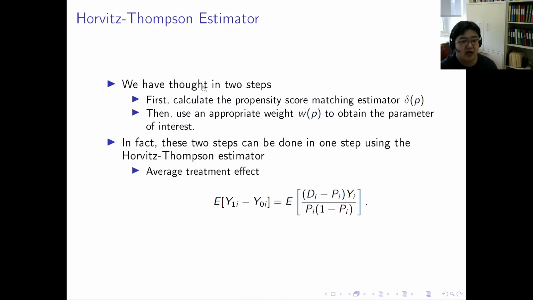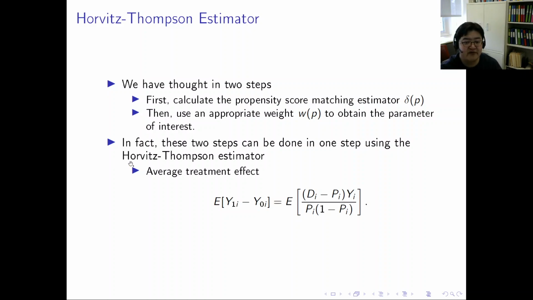So, this is like two steps. First, we will calculate the propensity score matching estimator, and then find an appropriate weight to obtain the parameter of interest. So if you want the average treatment effect, you can calculate the propensity score first, and then estimate the propensity score matching estimator, and then calculate its weighted average. But in fact, there is a theorem that combines these two steps into one.